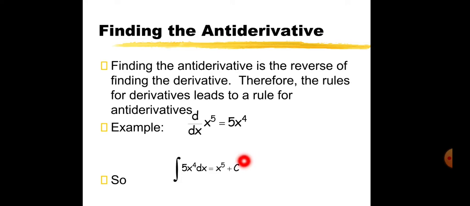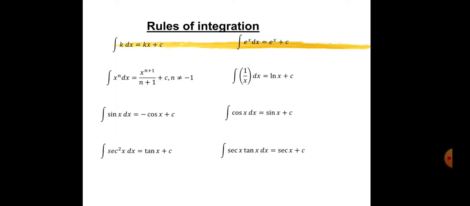So if you find the derivative of the right hand side, you will have 5x to the power 4. And if you integrate the left hand side, you get the right hand side, which is the integration of 5x to the power 4. So again, the derivative of x to the power 5 is 5x to the power 4. If you integrate this, you will have x to the power 5 plus the constant of integration. We have some basic rules here, and you have to study these rules well and keep them in your mind.